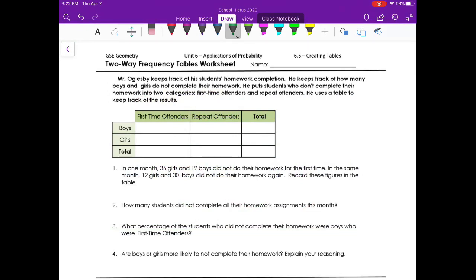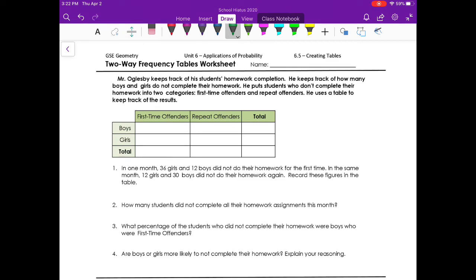Mr. Oglesby keeps track of his students' homework completion. He keeps track of how many boys and girls do not complete their homework. He puts the students who don't complete their homework into two categories, first-time offenders and repeat offenders. He uses a table to keep track of the results.